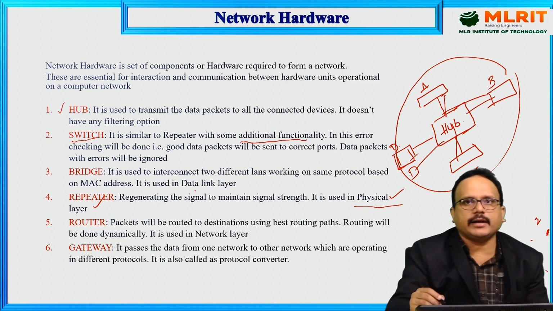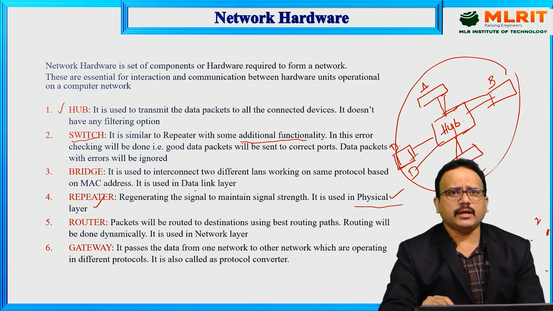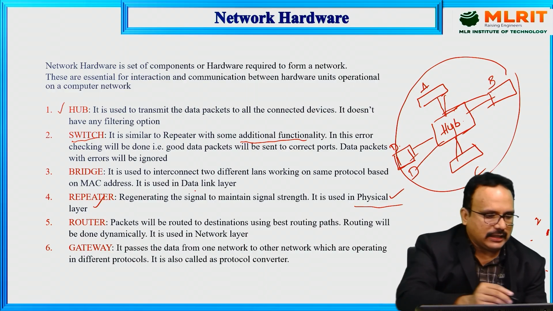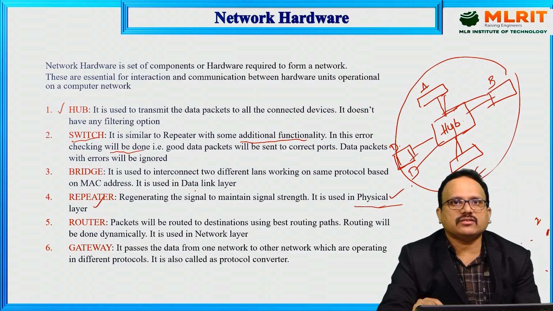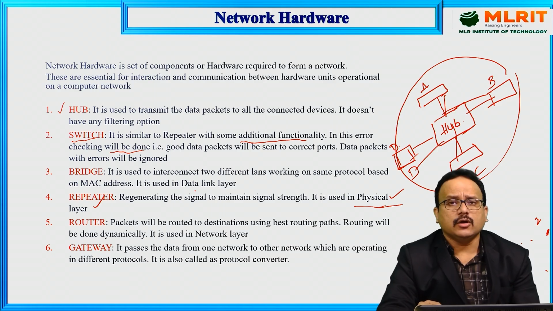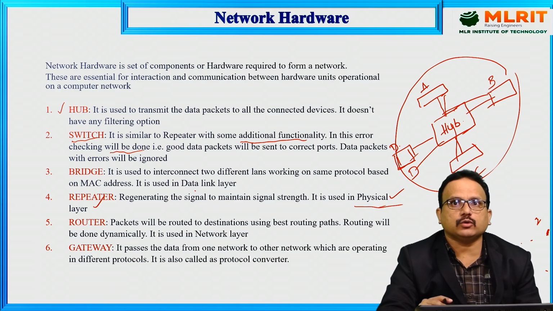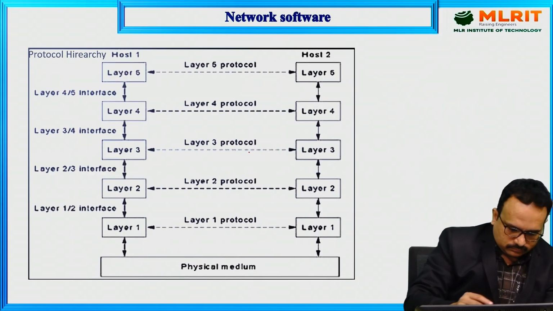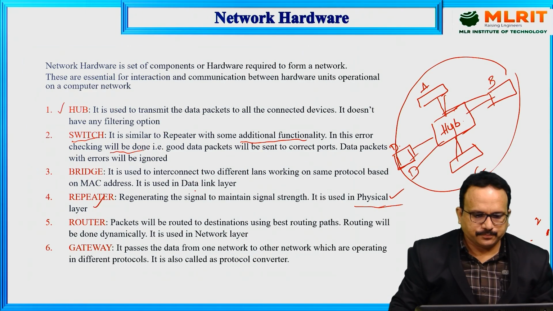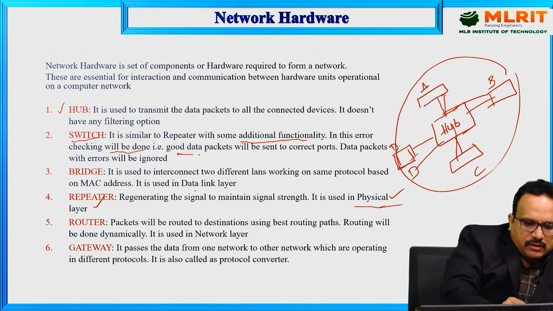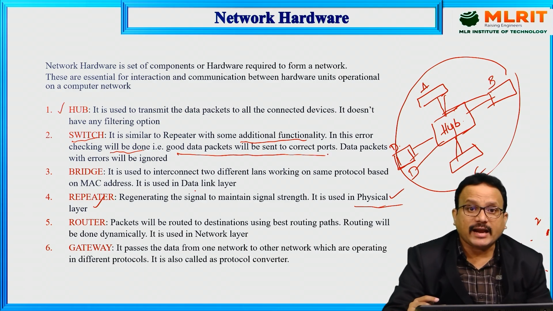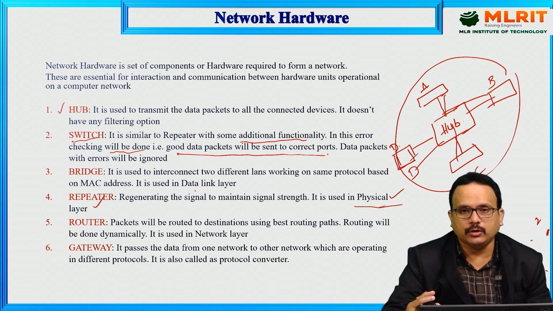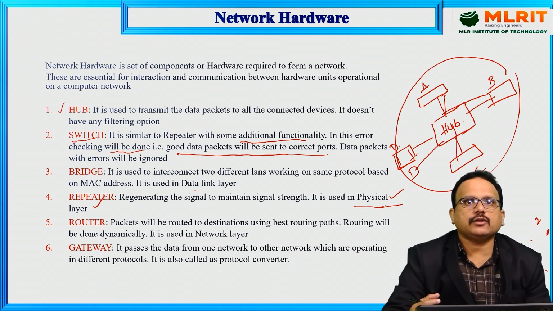What is that additional functionality? In this, error checking will be done. Error checking will not be done in the repeater, whereas in the switch, error checking will be done. So what is this error checking mechanism? The good data packets will be sent to the correct ports. Good data packets in the sense, the packets which have good signal strength. That means the data packets with errors will be ignored.